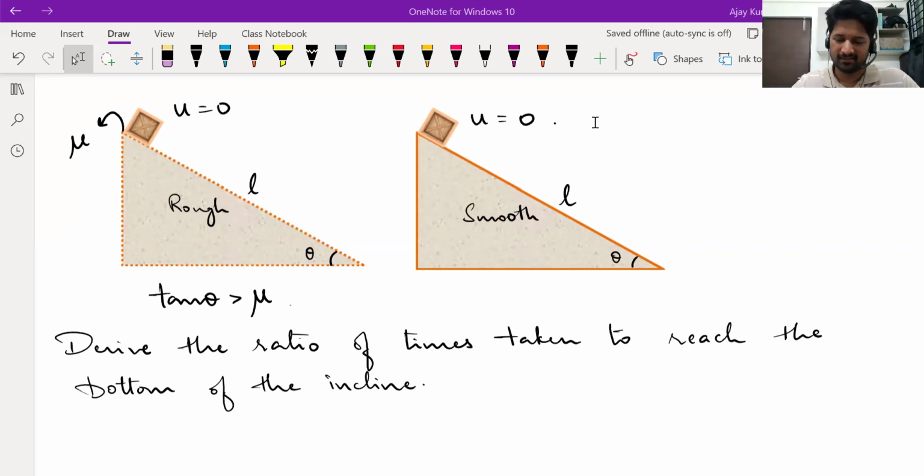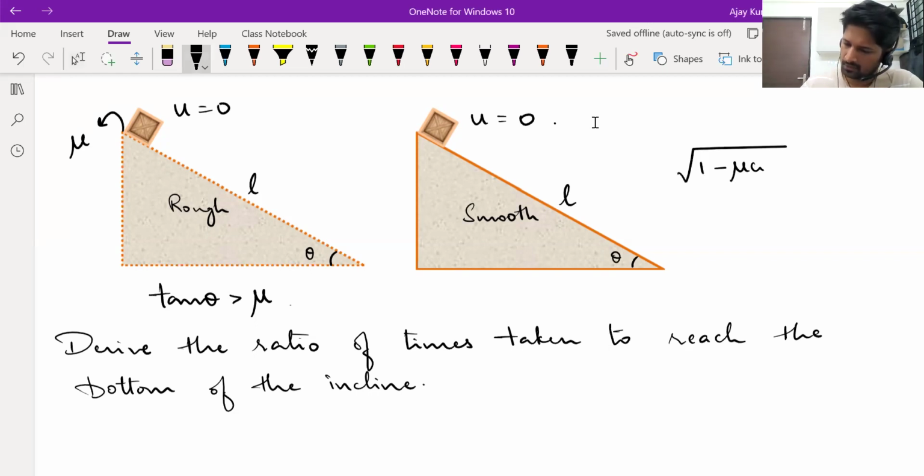Any answer, anyone? Okay. Sir, root 1 minus mu cot theta. Everything under root. Yes, sir. 1 minus mu cot theta. Is this what you said? Yes, sir.